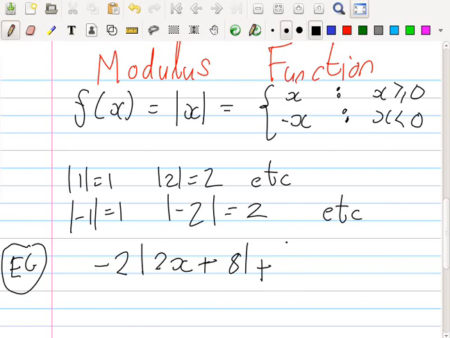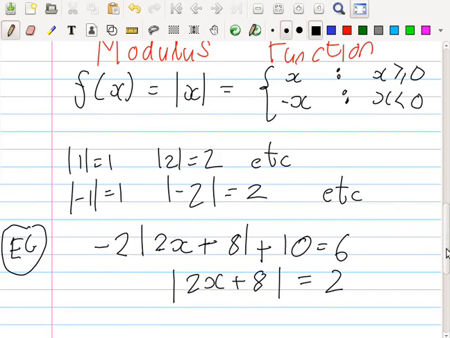Okay, thank you. Okay, so -2x plus 10 equals 6. Okay, so we want to solve this. Well, at the start it's just a bit of algebra, so you take the 10 out to the right. 6 minus 10 is minus 4, and then you divide by minus 2. So minus 4 divided by minus 2 is 2. So you get the absolute of 2x plus 8 equals 2.